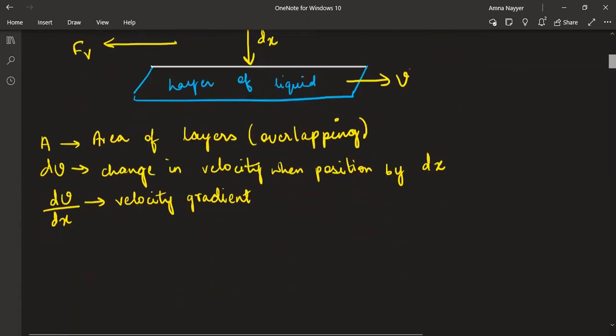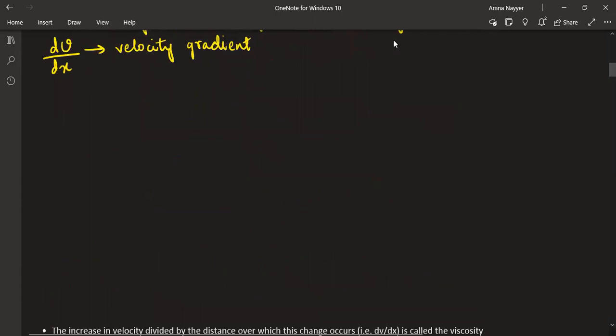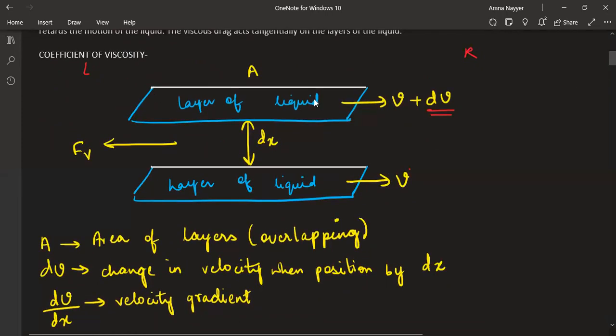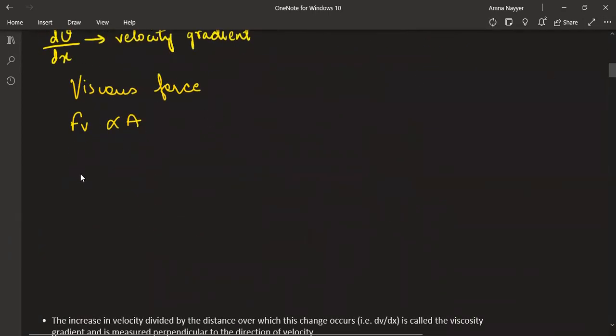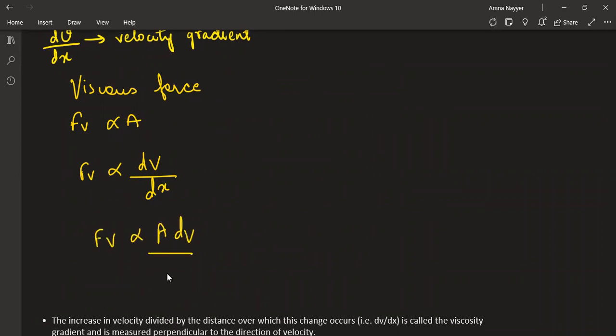Now, on what things does this viscous force depend? See, viscous force is directly proportional to the area of the layer of fluid. Let's say A is the area of this layer of liquid. It can be a rectangle, any area. It is also directly proportional to dv over dx, that is the velocity gradient. dv is velocity, dx is separation distance. So Fv is directly proportional to A dv over dx. To remove the proportionality, I will put a constant, represented by the symbol eta, so Fv equals eta A dv over dx.